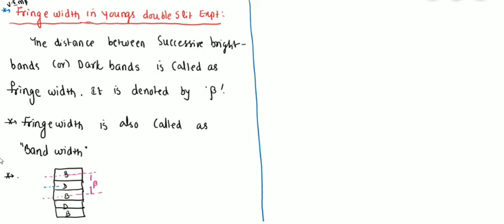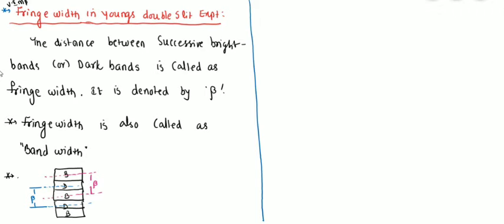You may take it like this. This is a dark band and this is a dark band. The distance between the two dark bands is also called the fringe width. Fringe width is the distance between successive bright bands or successive dark bands. Okay. Then let us see how the bright and dark bands are formed.